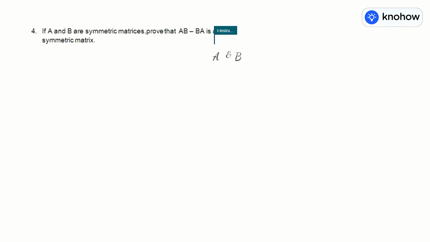If A and B are symmetric matrices, prove that AB minus BA is a skew symmetric matrix. So if A and B are two given matrices and it is given that they are symmetric, what does it mean? That A dash, the transpose of A, can be replaced by A, and the transpose of B is the same as B. And we have to prove that AB minus BA is skew symmetric, which means the transpose of AB minus BA should be the negative times of this.